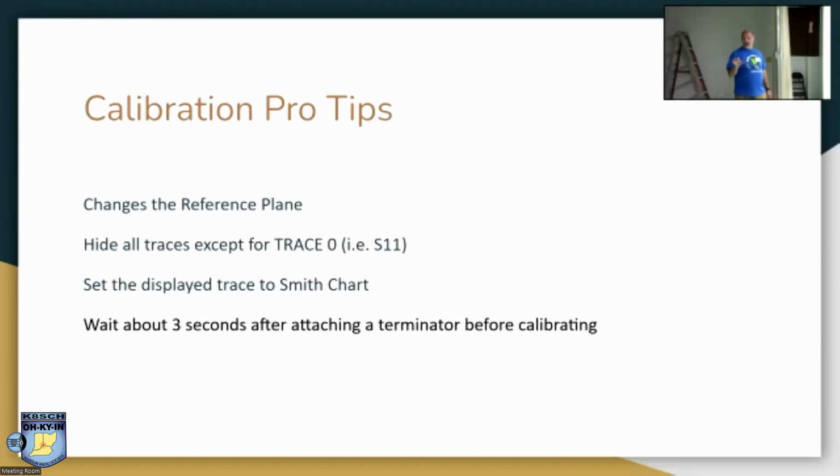I set my trace to the Smith chart because when you put the terminators on there, you will see it move along the Smith chart. And you wait for it to settle in, probably about 3 seconds before you calibrate. You can calibrate too quickly and get a bad calibration.